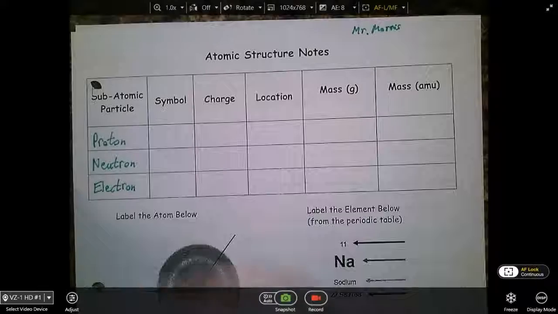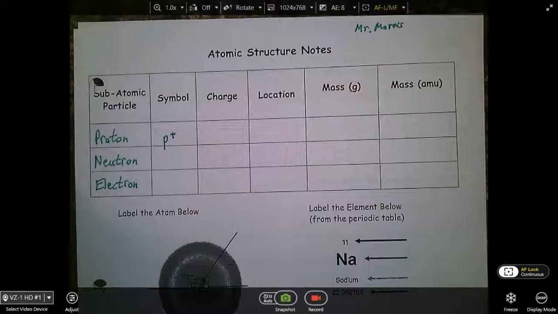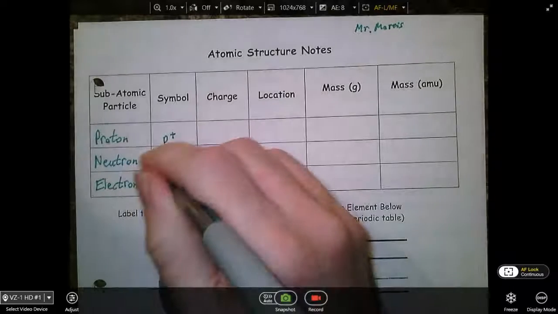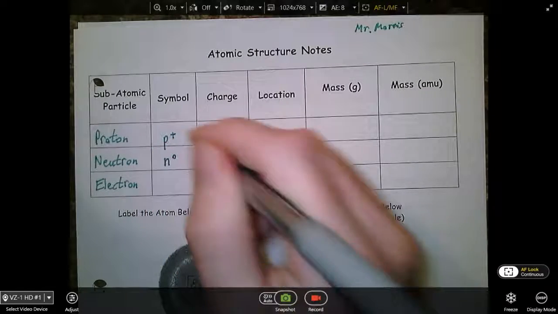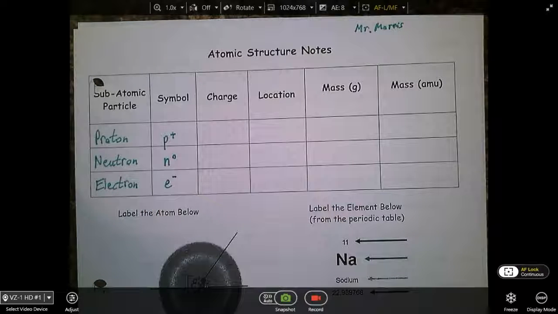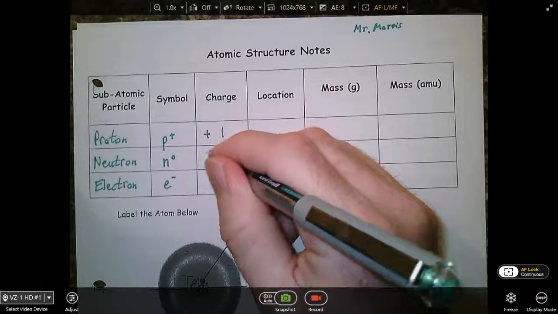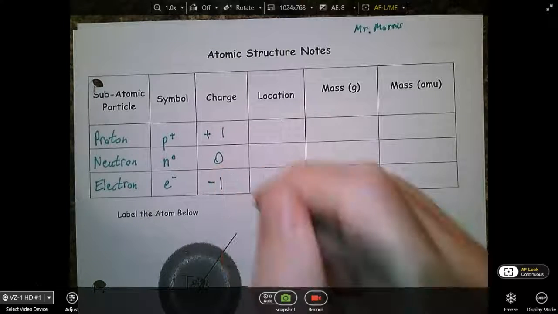The symbol for the proton is going to be lowercase p with a plus sign. For now, we'll talk about a more complicated symbol in the second semester. The neutron is lowercase n with a 0 for now. And then electron, p with a negative sign. Their charges, you've probably heard that protons are positive, neutrons are neutral, and electrons are negative. That's true. We're going to put numbers with them. So +1, 0, and -1.